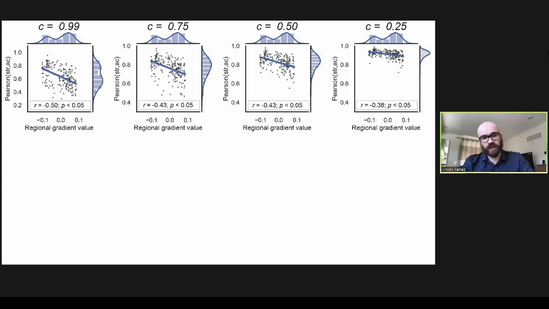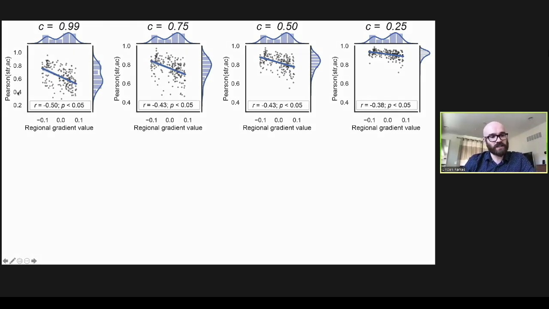And indeed, this is what we get. So here in the top left, I'm showing the results for the cross-subject correlation between strength and average control that I've shown previously, where the default was 0.99. And I'm repeating that analysis in each of these plots, recomputing average control at different levels of c, which I'm showing at the top. So two things are obvious.